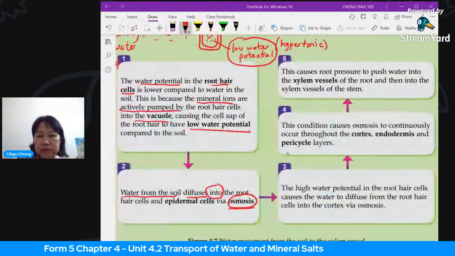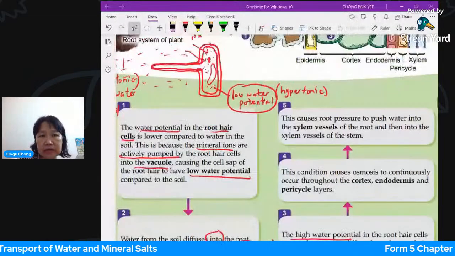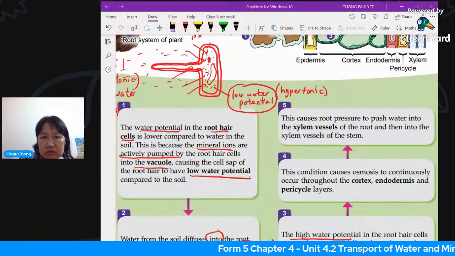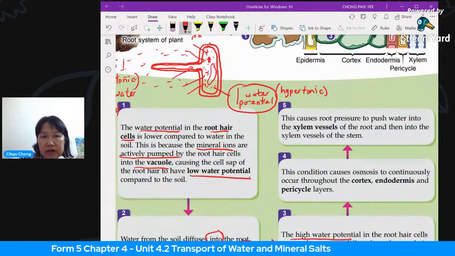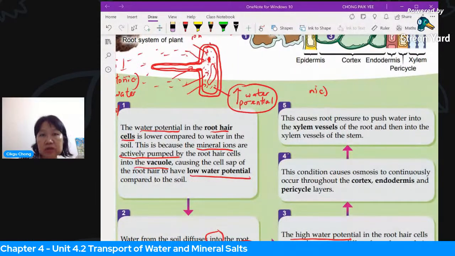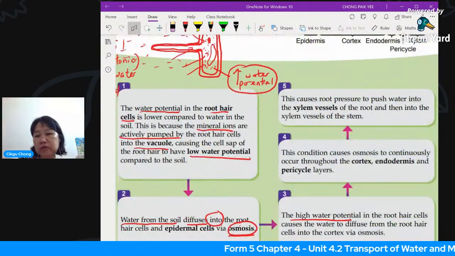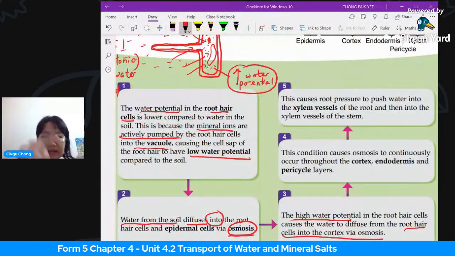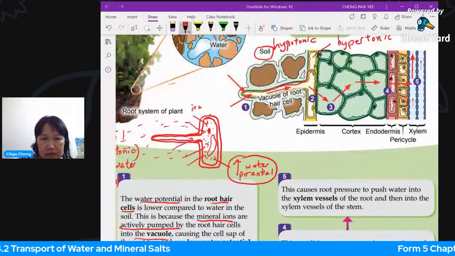Now this cell becomes high water potential because water has come in. It is no longer low water potential. It's high water potential already because water has already come in. So it is no longer hypertonic now. The high water potential in the root hair cells causes the water to diffuse from the root hair cells into the cortex via osmosis. So the next cell, you must talk about the next cell. This is the root hair cell only, the first one.